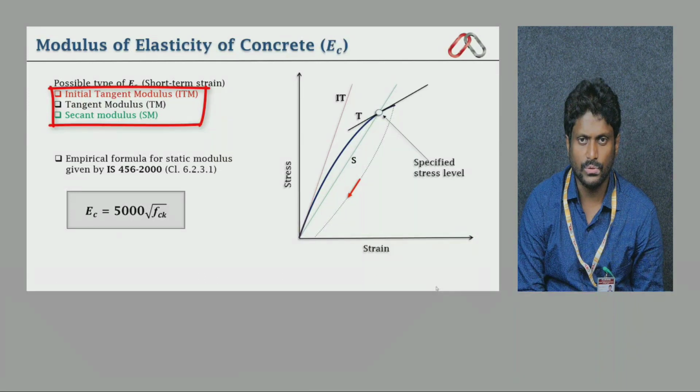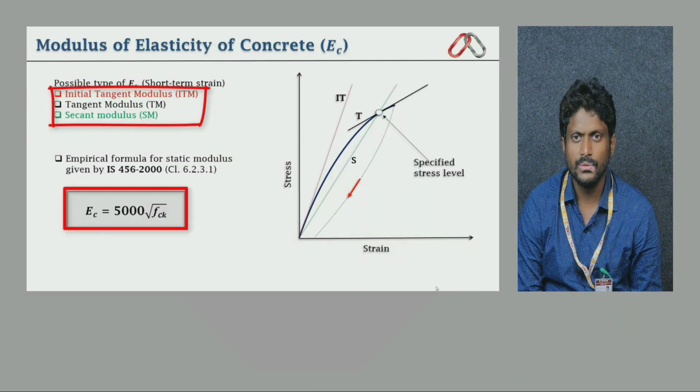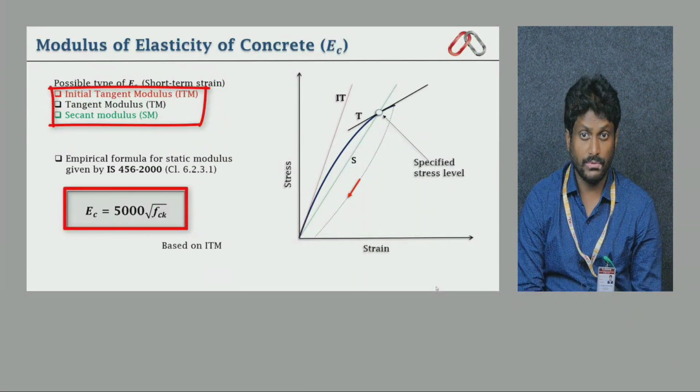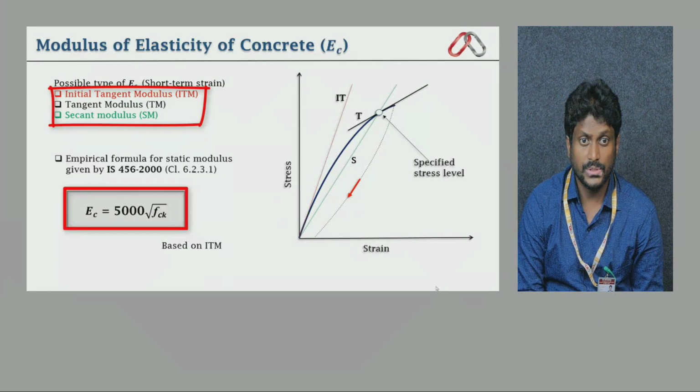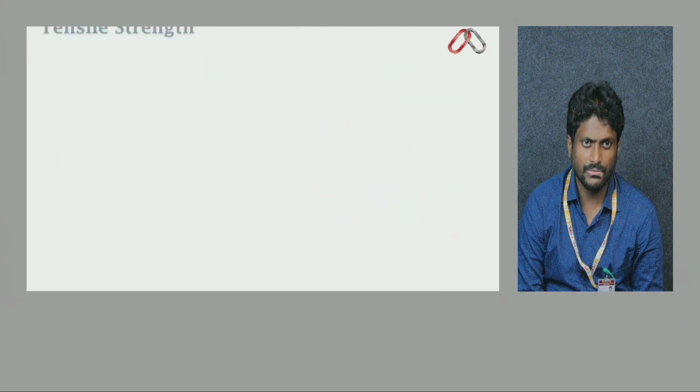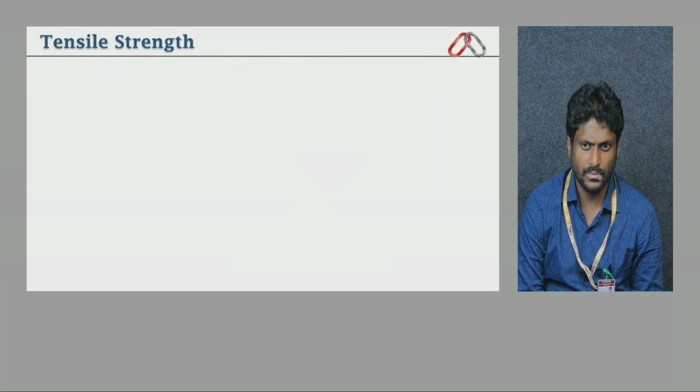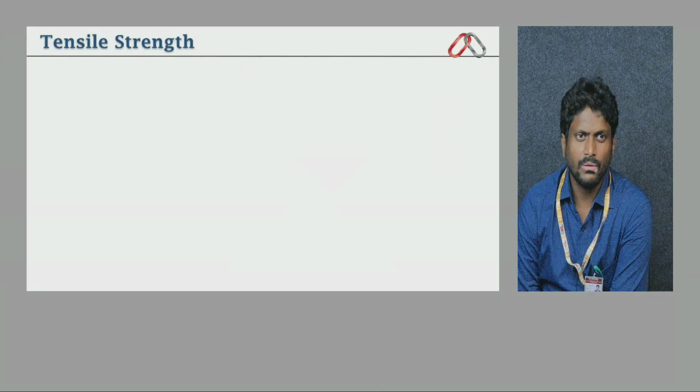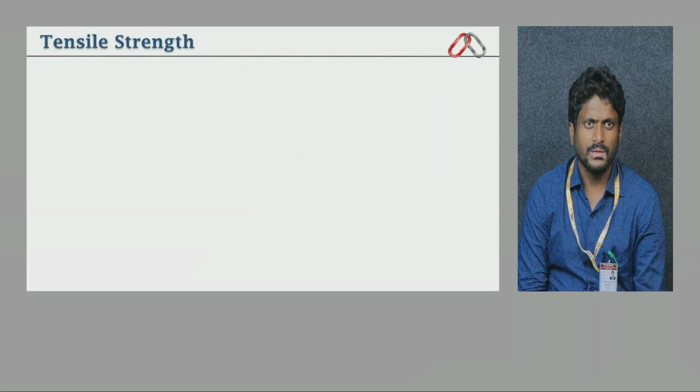So this is as per code, that empirical expression I already explained to you. But this is the typical understanding from the visualization based on ITM, the initial tangent modulus method actually. So in that way we can identify the location of the exact point of the modulus of elasticity. Then now let us talk about the tensile strength of concrete.